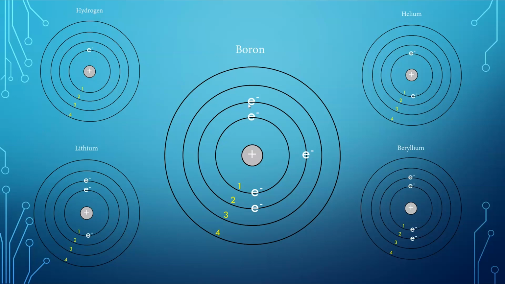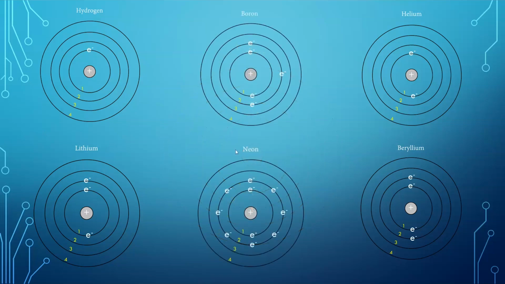And if we jump all the way over to the end of the second period to neon, neon has got 8 electrons in the second energy level. It has 8 valence electrons. So this is one way we could determine the number of valence electrons in an atom, but it would be very time consuming. We're going to have to come up with an easier way to do this.